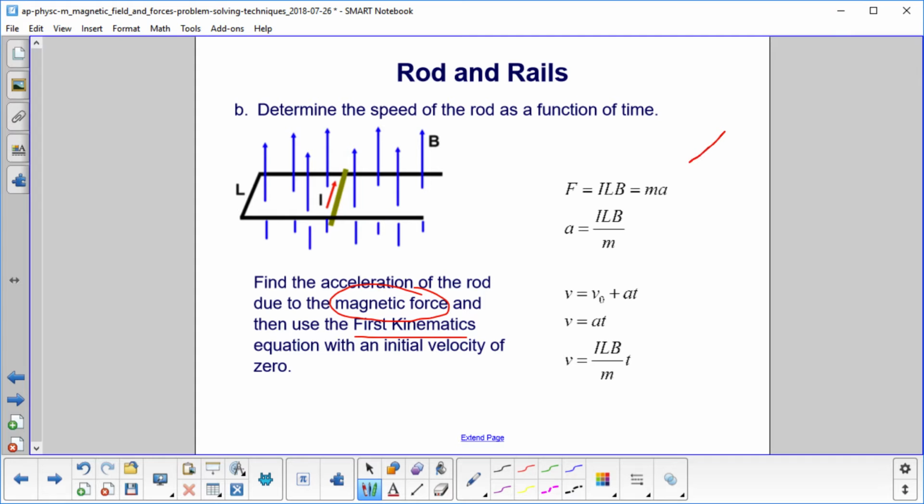So we have our force, it's ILB, which is equal to ma, so the acceleration of the rod is ILB over m. Here's our first kinematics equation. We have a 0 initial velocity, so that goes away. And velocity at any time will be ILBt over m.